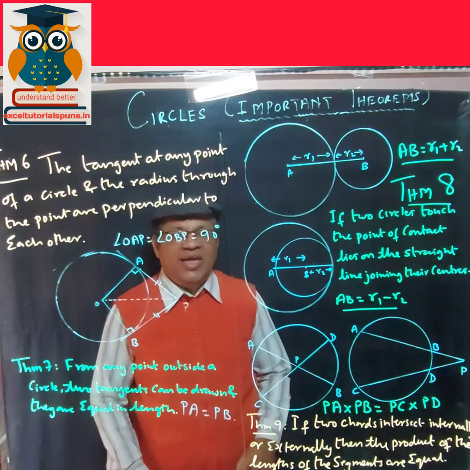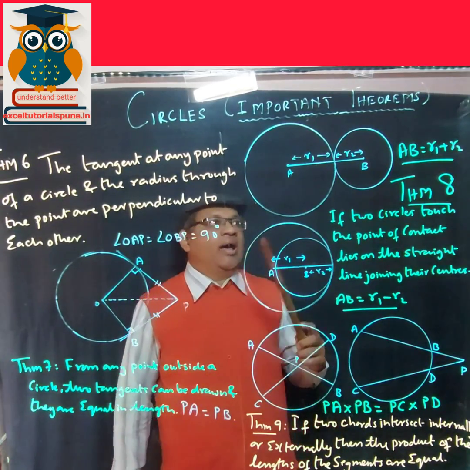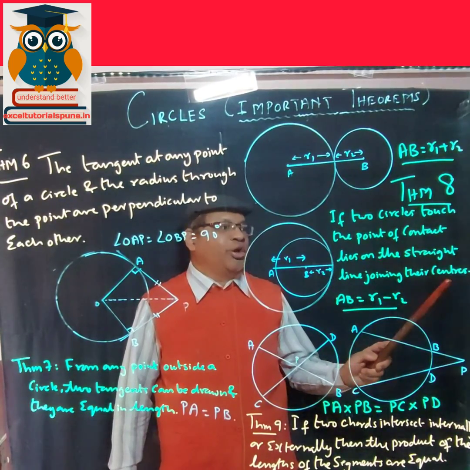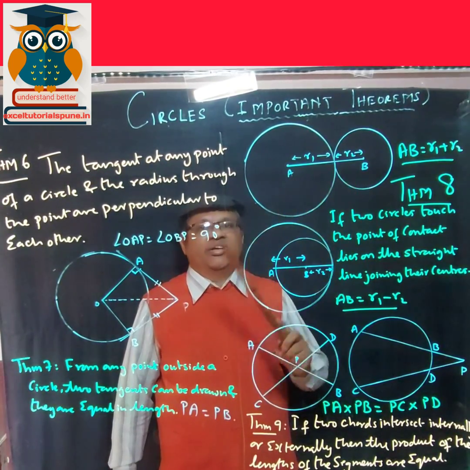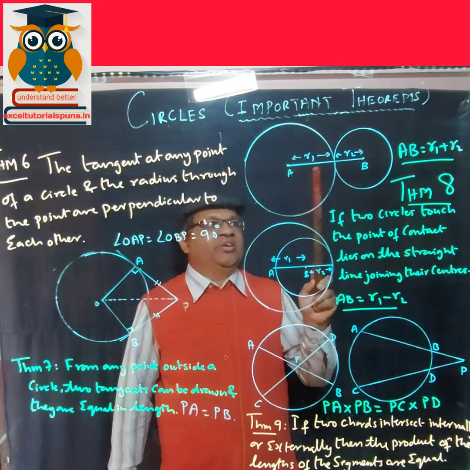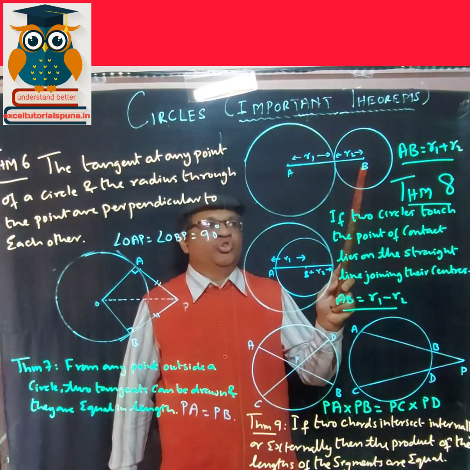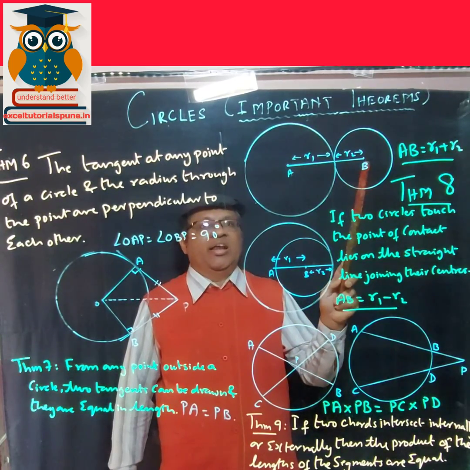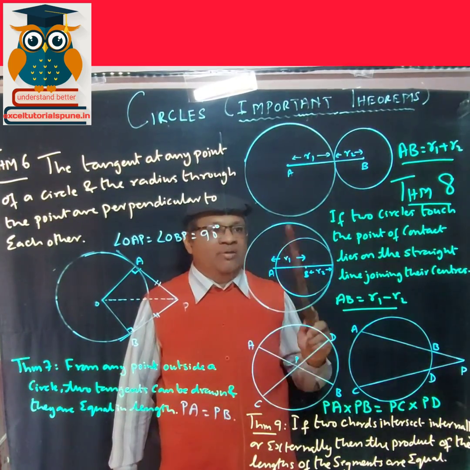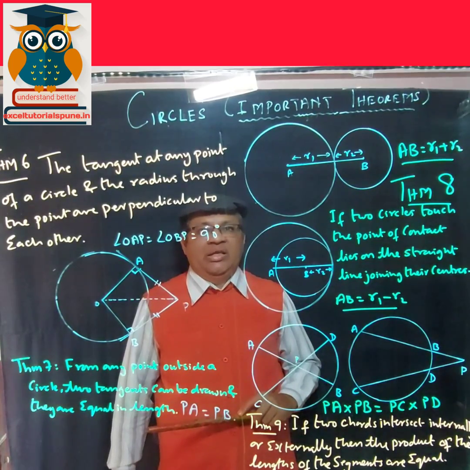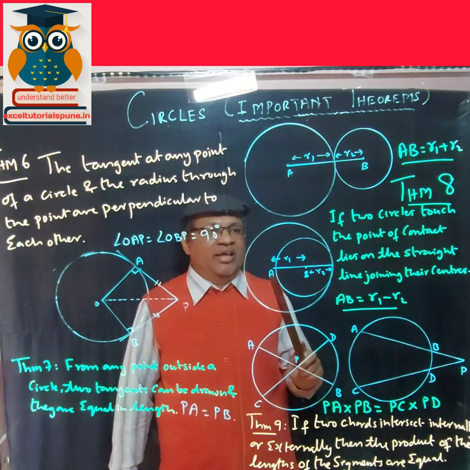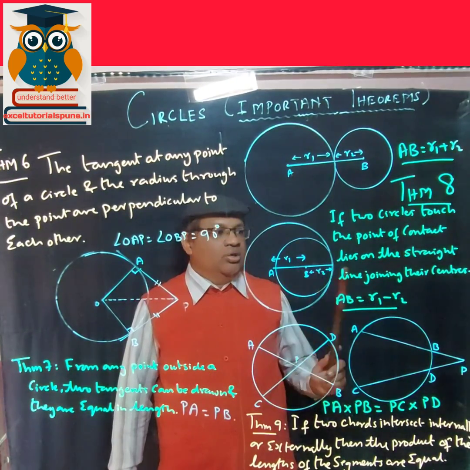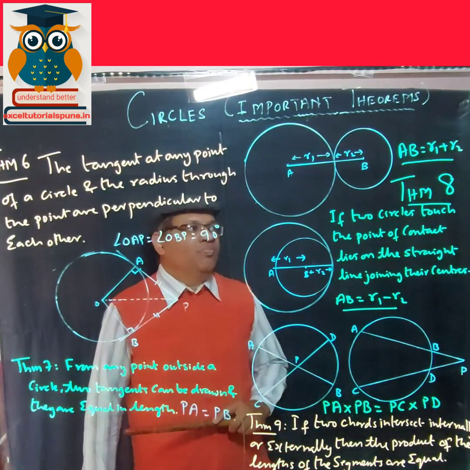Now theorem number 8. If two circles touch, the point of contact lies on the straight line joining the centers. If the two circles are touching externally, then the distance between the centers is R1 plus R2. And if the two circles are touching internally, then the distance between the centers AB will be R1 minus R2. Alright, so this is theorem number 8.